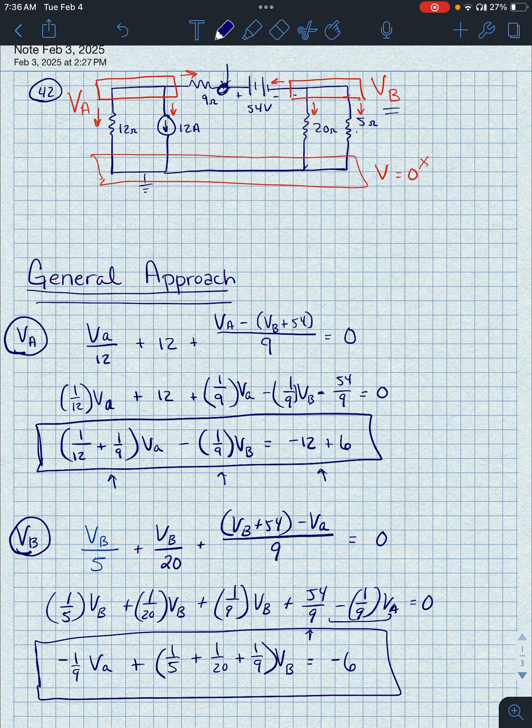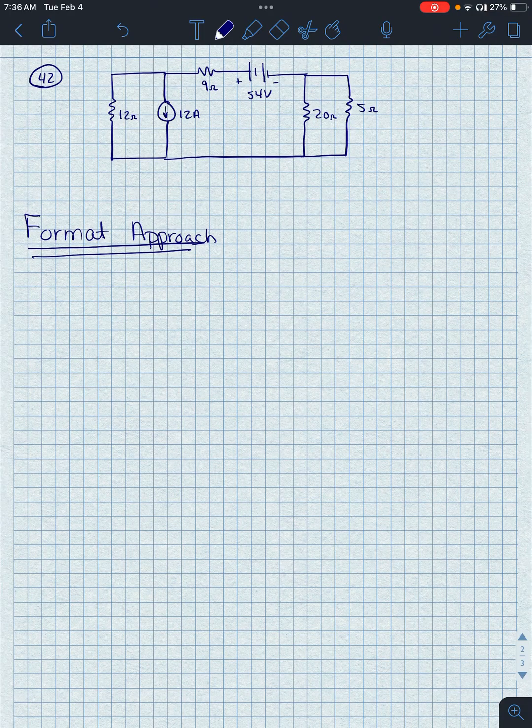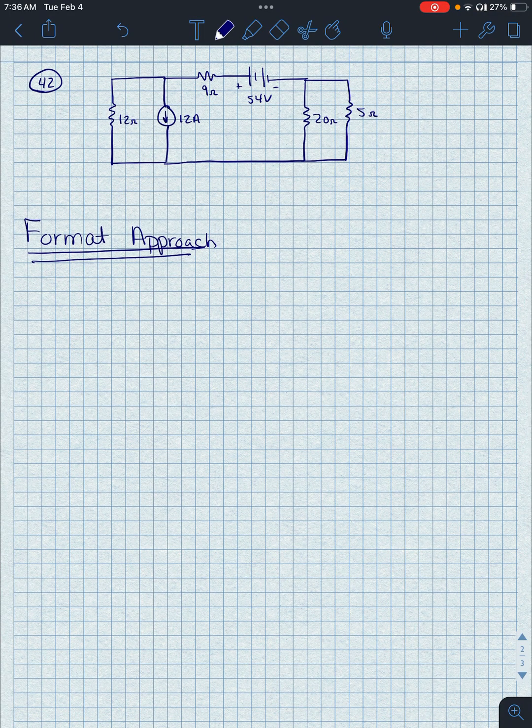So next, let's look at how we might apply the Norton approach to this same circuit. So here, with the Norton approach, we're really looking for current sources. That's going to help us the most in our work here. So what we want to do is take this voltage source, the 54 volt source, in series with the 9 ohm resistor, and we want to convert that to a current source. So you know how to do that. We're just going to remove that 9 ohm resistor and the 54 volt source, and we're going to convert that to its equivalent current source.